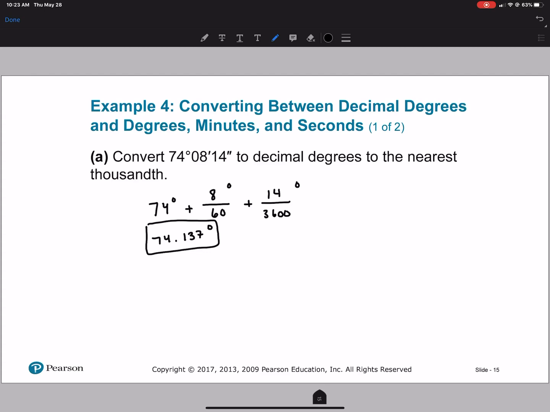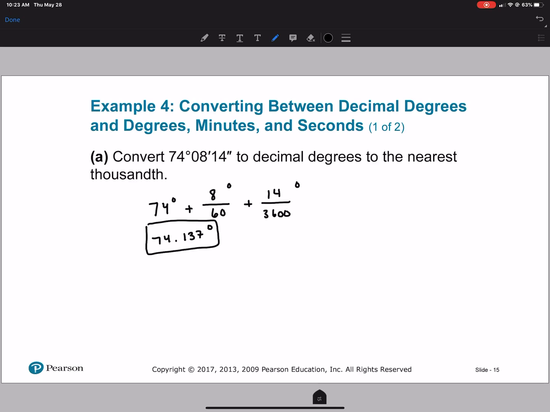Because you'll get what? 0.1333 degrees plus your 0.0039 degrees plus your 74. Then that's how you would get that when you add together. You've got to add them together. Then you have to make sure you simplify and reduce. So make sure when you're doing these, you know exactly what you're doing.